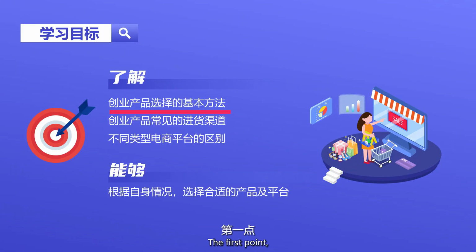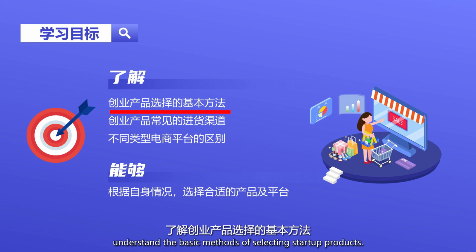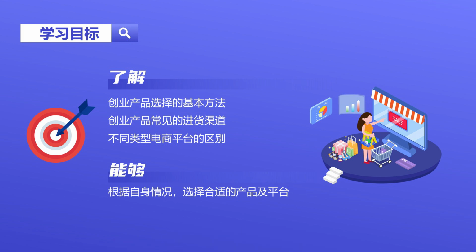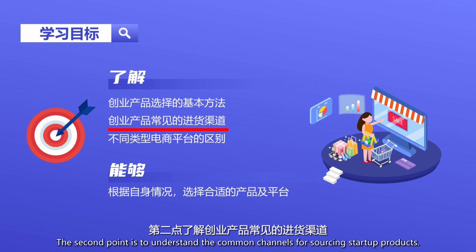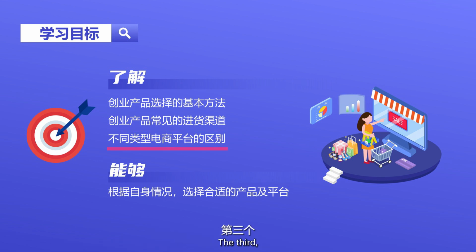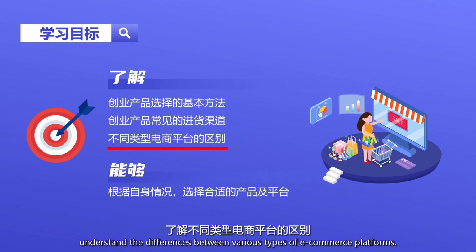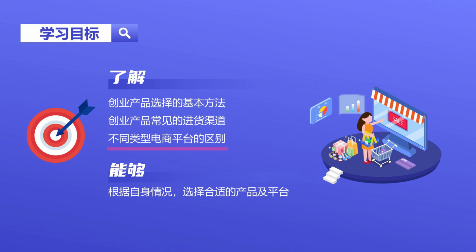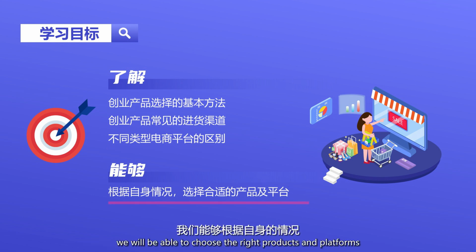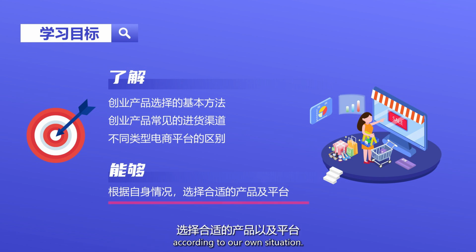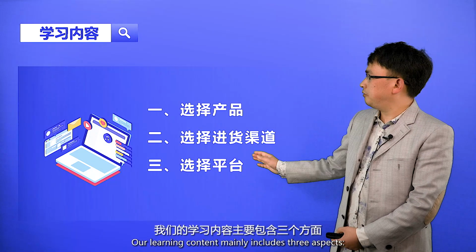The first point, understand the basic methods of selecting startup products. The second point is to understand the common channels for sourcing startup products. The third, understand the differences between various types of e-commerce platforms. Through these learnings, we will be able to choose the right products and platforms according to our own situation.